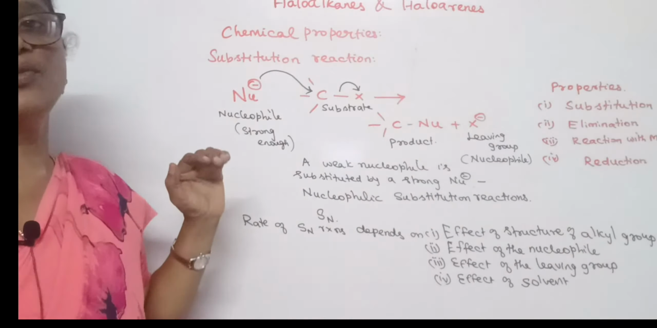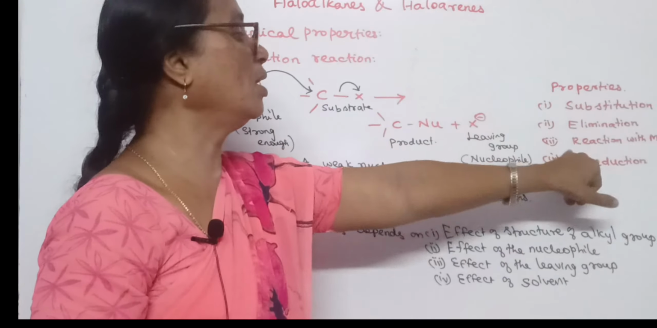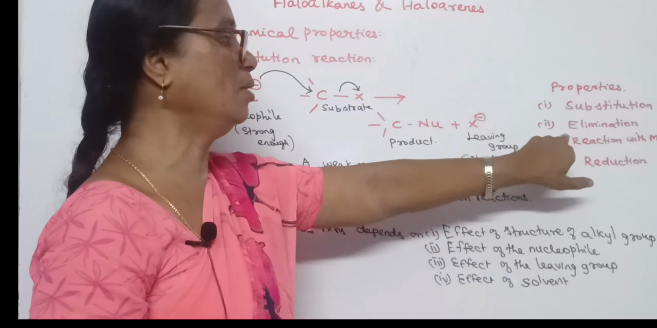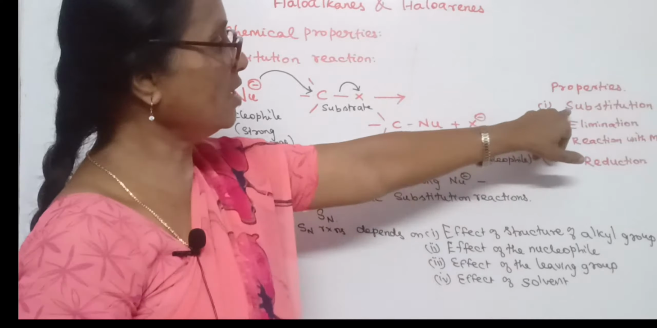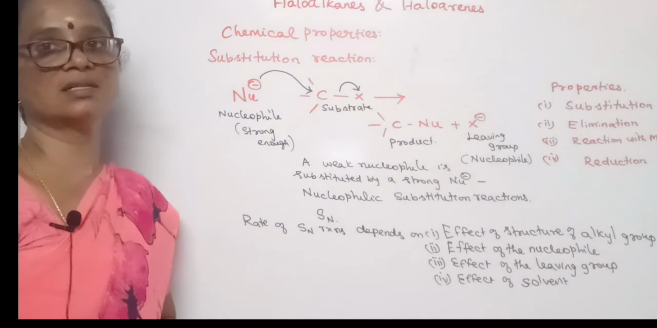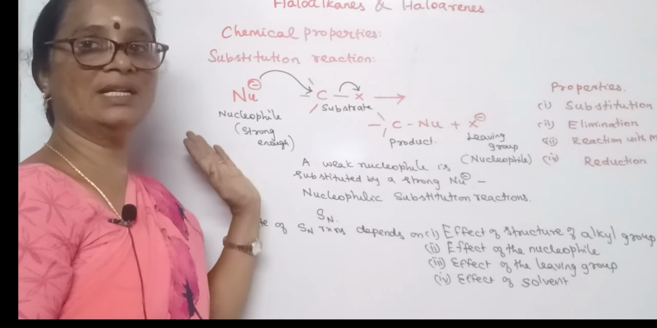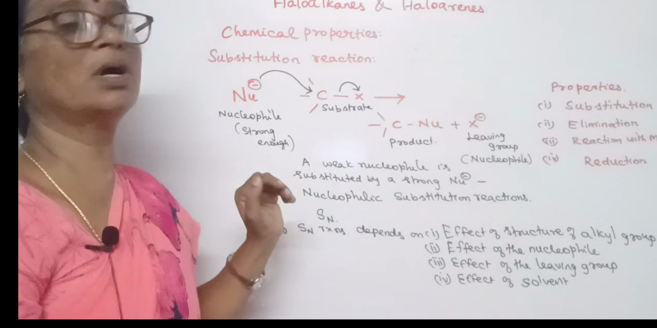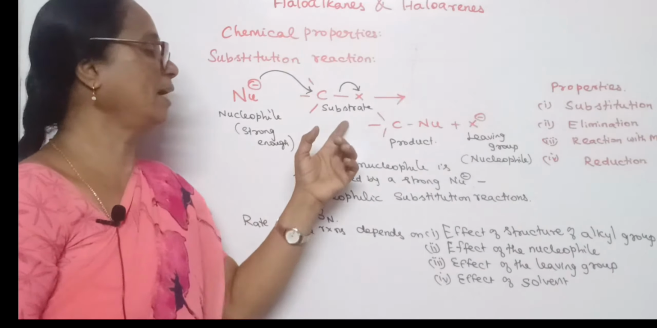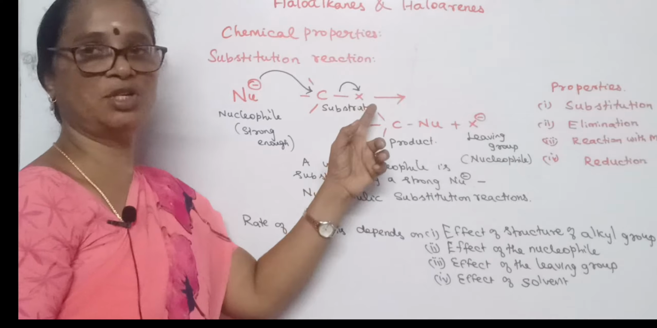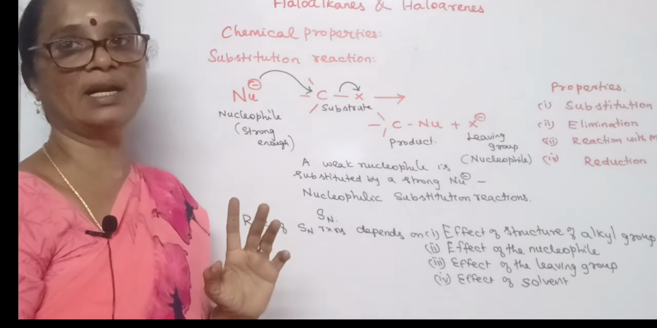Chemical properties of haloalkanes. Chemical properties of haloalkanes are broadly divided into substitution, elimination, reaction with metals and reduction. Let us take first of all substitution reactions. What do you mean by substitution reaction? When one group is substituted by another group, it is called a substitution reaction, in which the group in the haloalkane is substituted by some other group.